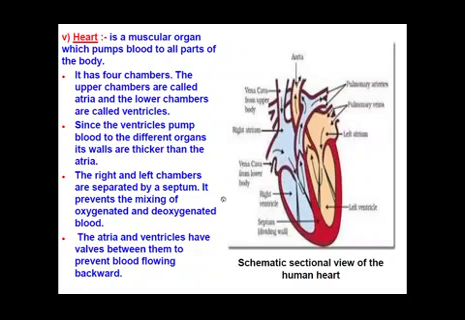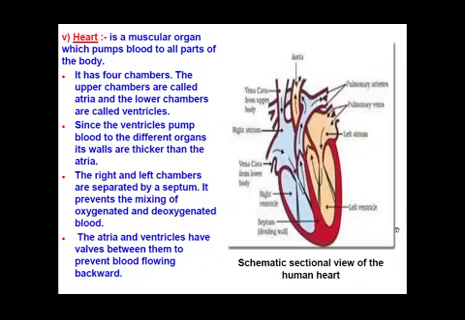So the main pumping organ of our body is the heart, which directs the pure blood through the aorta to different parts of our body, and from the tissues the impure blood is collected and then brought back to the heart for further purification. So now let us study about the structure of the heart in detail.